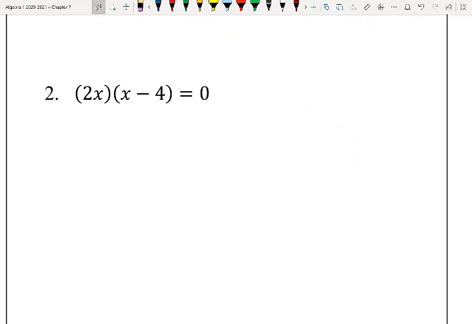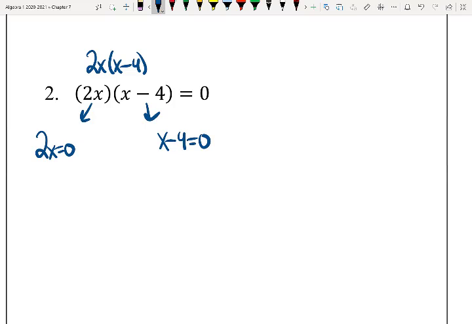So another simple example here. It doesn't matter if there's parentheses around it or not. This could have been written as just 2x times x minus 4 instead. So I'm still going to do the same process. I'm still just splitting off whatever my factors are and setting them equal to 0. So 2x equals 0, and then x minus 4 equals 0. And I'm just going to solve each of those independently.